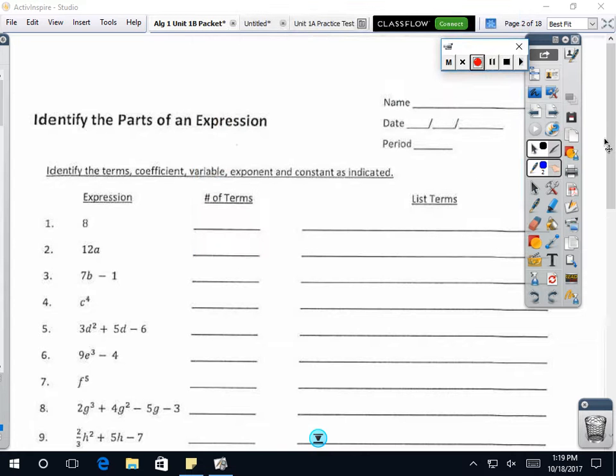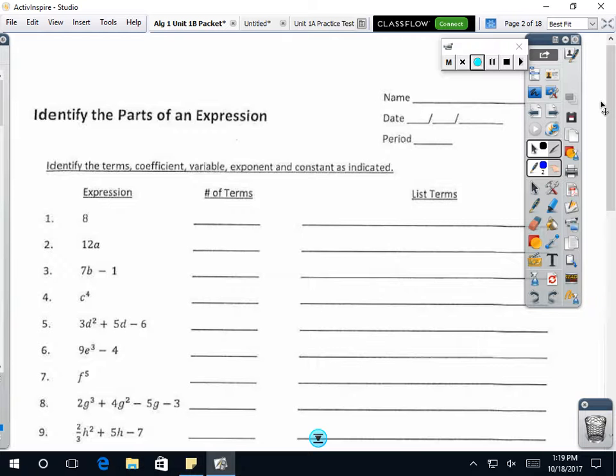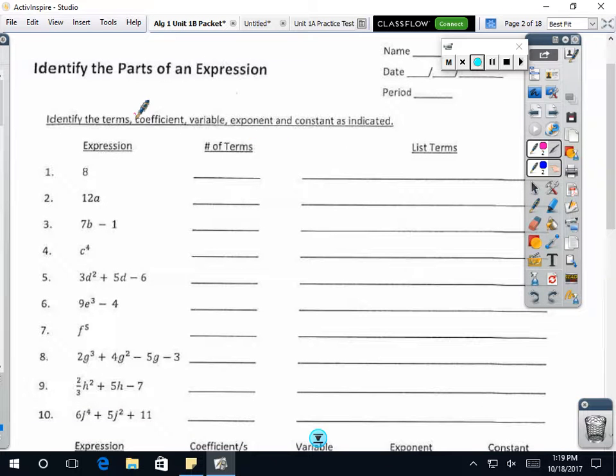All right, today we're going to be talking about the parts of an expression. Does anybody know the difference between an expression and an equation? Okay, Zaire. Right, an equation has an equal sign. Okay, an expression doesn't. So we're going to identify the terms, the coefficient, variable, exponent, and the constant of each of these expressions. Number one, all you have is a number 8. So that's just one term, and the term is 8.